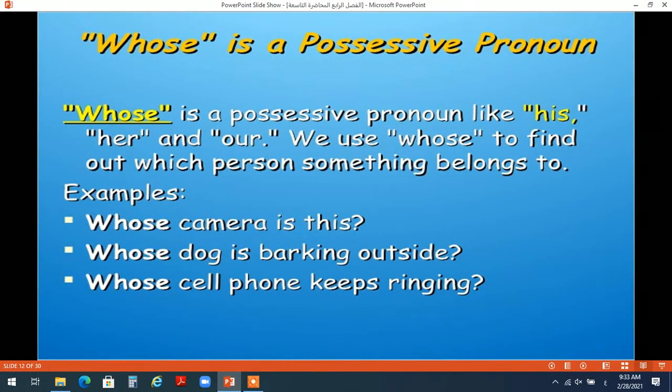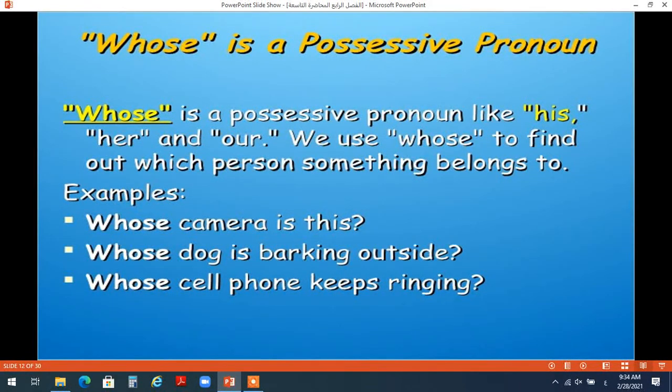Regarding the WH word whose, it is used as a possessive pronoun or a WH word used to ask about possession للسؤال عن التملك أو عن عائدية شيء ما. So it is a possessive pronoun just like his, her, or our. We use whose to find out which person something belongs to. إذا نستخدم whose للسؤال عن عائدية شيء ما، لمن يعود هذا الشيء أو لمن تعود ملكية هذا الشيء.